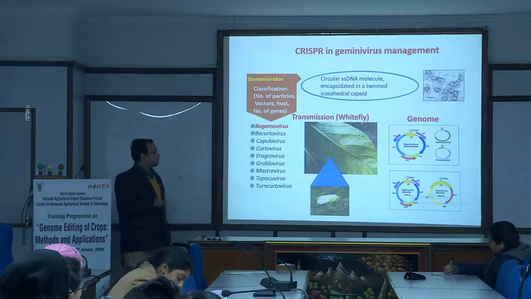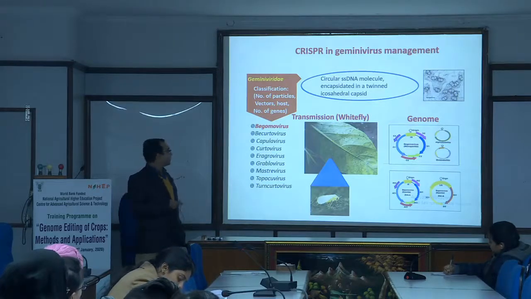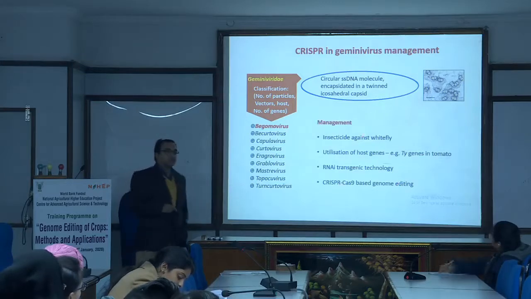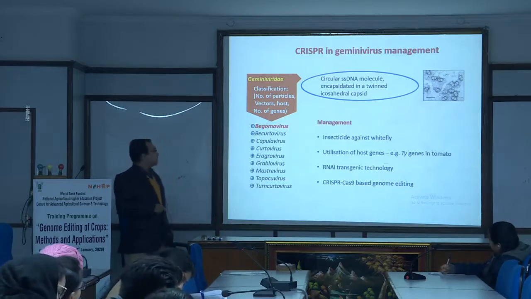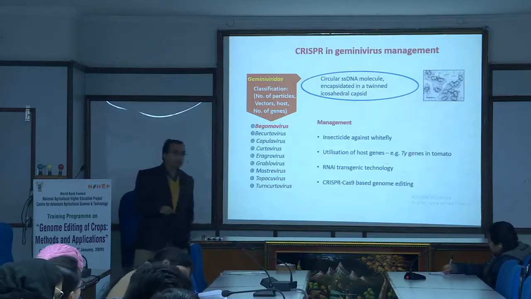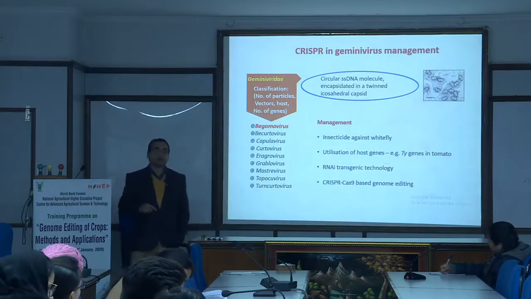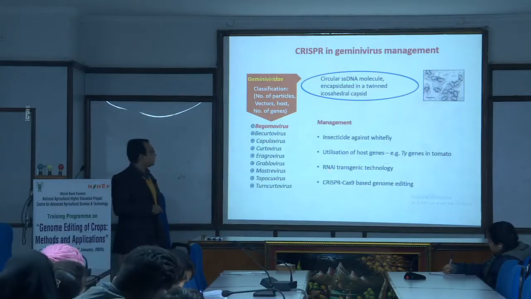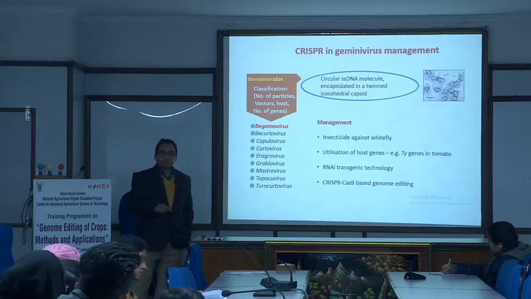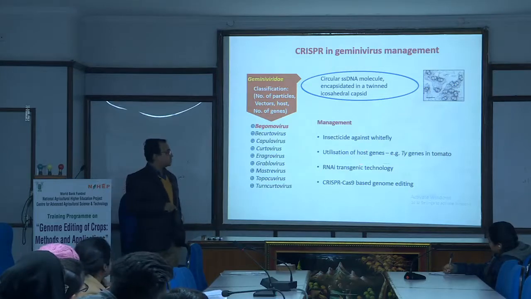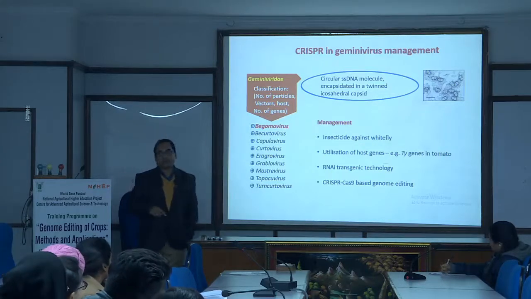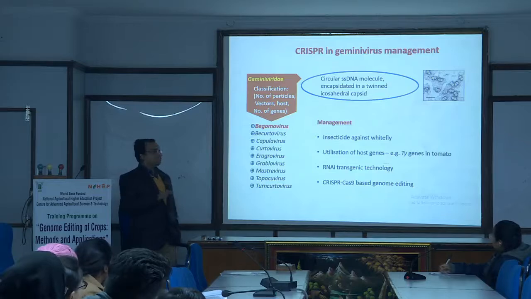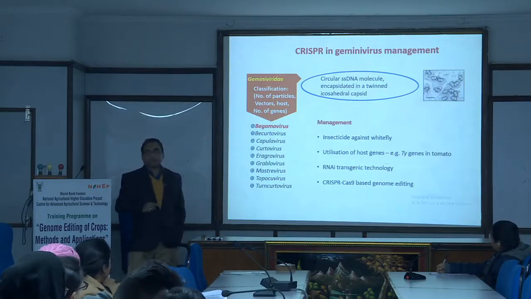So, in a nutshell, this is the genome of this begomovirus. The management strategy available for this virus is insecticide treatment against the whitefly, which causes an enormous environmental problem. Another is utilization of host genes like the Ty genes in tomato, but in many crops we do not have any idea about the resistance gene. Then RNAi transgenic technology is giving very promising results in management of the begomovirus, and the latest addition is CRISPR-Cas9 based genome editing. So, in a nutshell, this is the overview of the begomovirus as such.